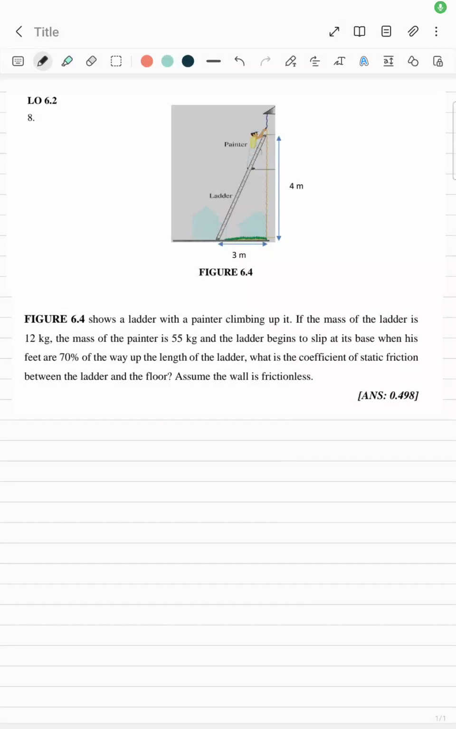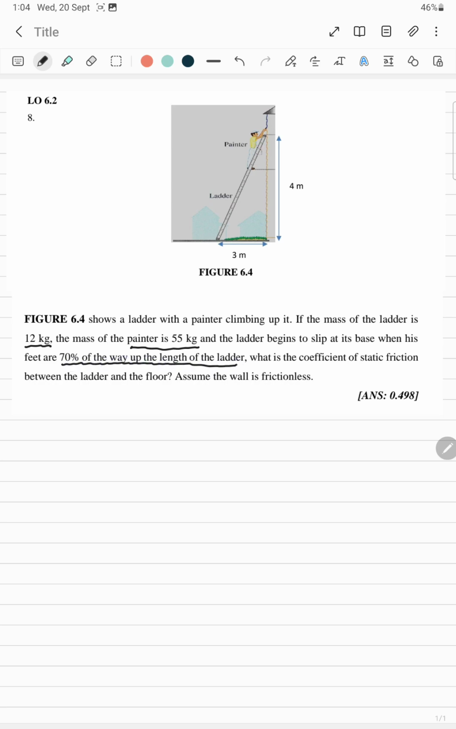So question 8 shows us a ladder with a plank. A panther is climbing up it. Given the mass of the ladder is 12 kg and the mass of the panther is 55 kg, and the ladder begins to slip at its base when his feet are 70% of the way up the length of the ladder.